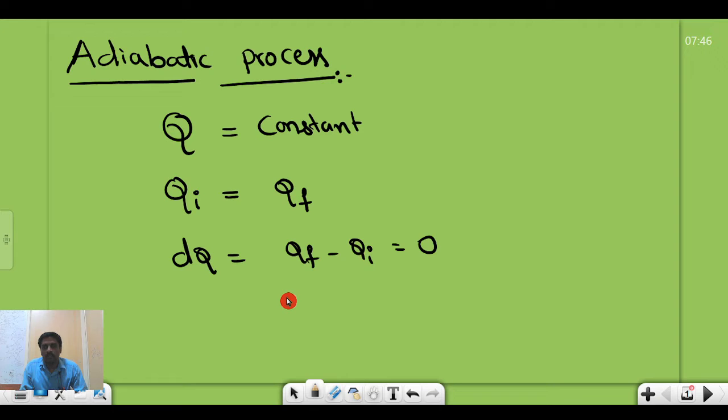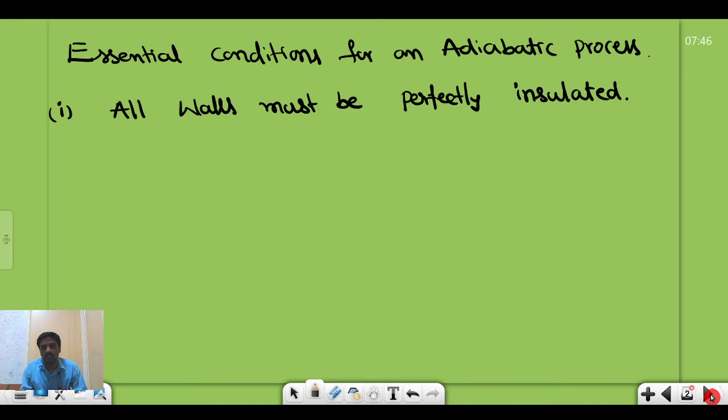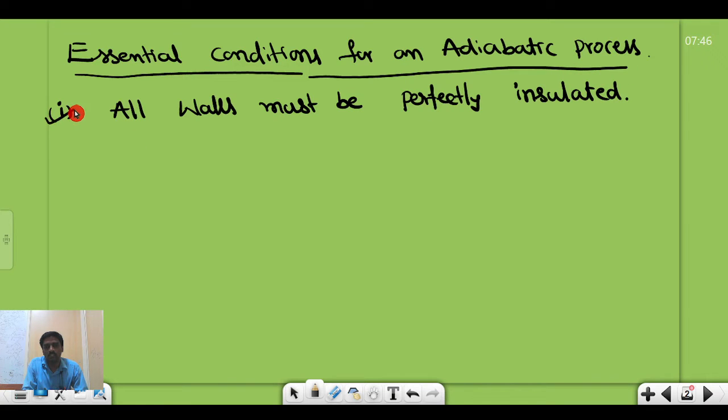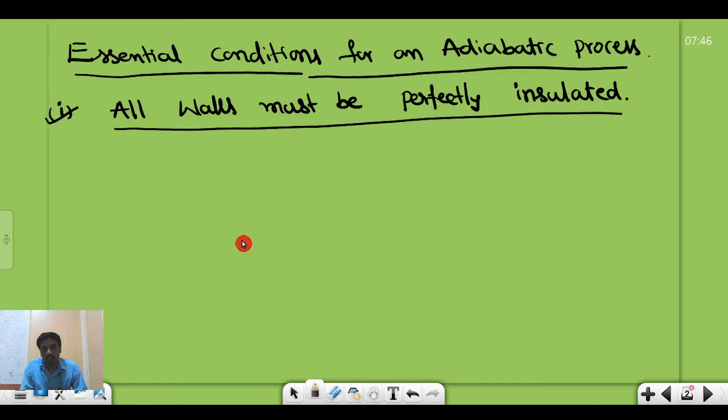To perform an adiabatic process, the thermodynamic system and the container must satisfy some conditions. These can be called the essential conditions. So, what are the essential conditions to do the adiabatic process? The first essential condition is that all walls of the container must be perfectly insulated walls. Those walls are called adiabatic walls.